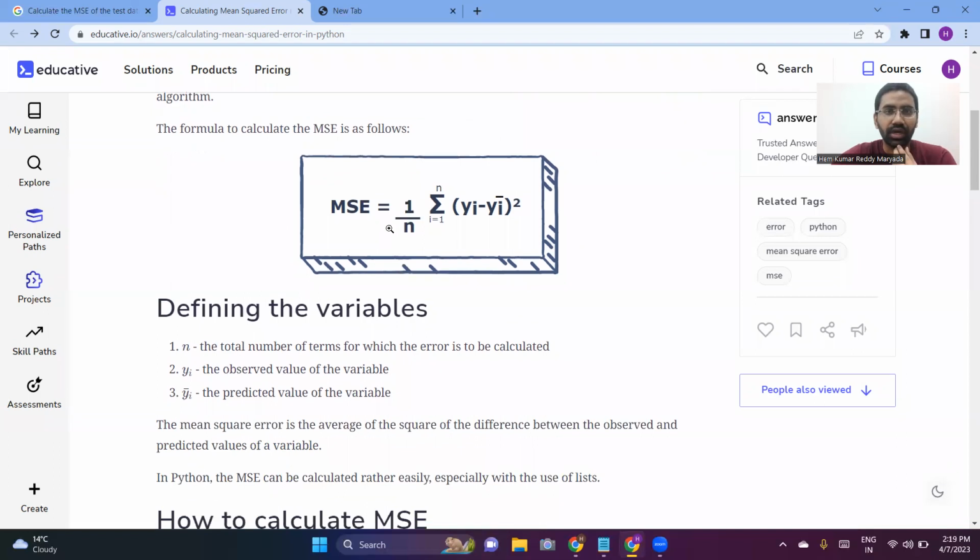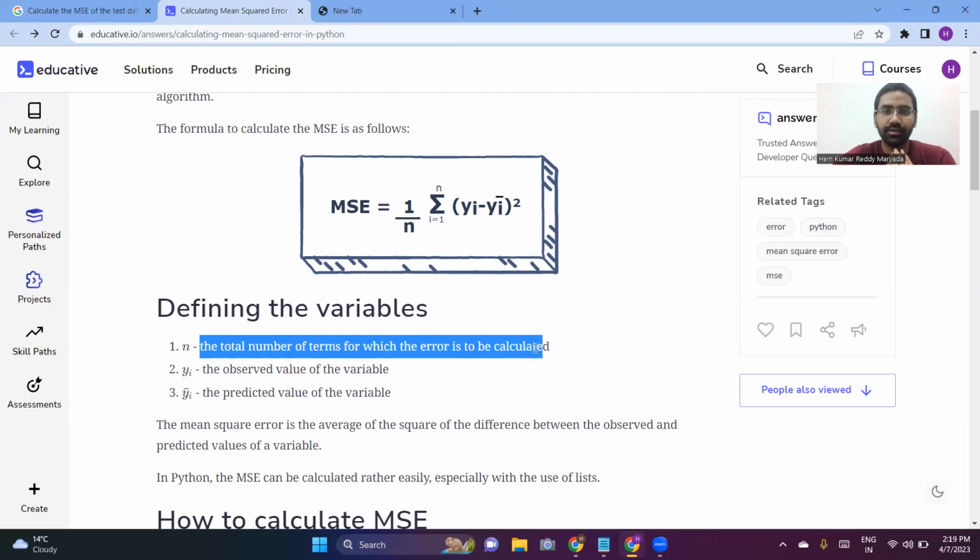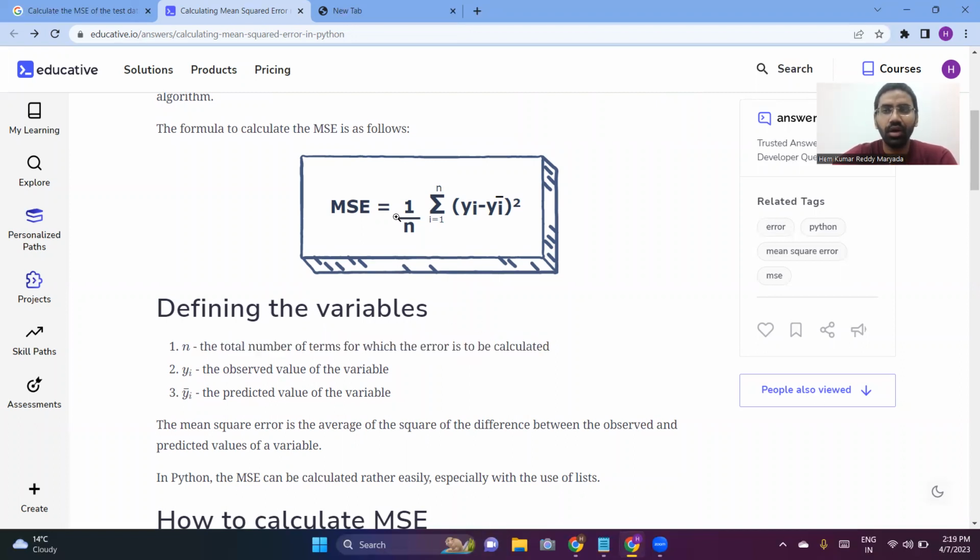Once I'll explain the formula here. n is the total number of terms for which the error is to be calculated. Always a small n is the number of samples, and capital N is the number of the population. y is the observed value and y cap is a predicted value. It looks like y bar, but it is better to say y cap.